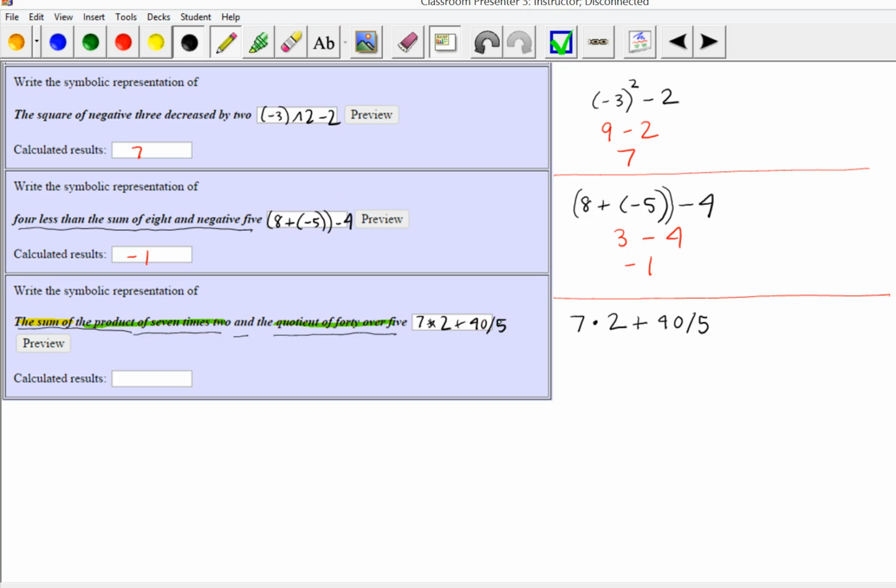Okay. So now to compute this, here we have multiplication, we have division, we have addition. We'll do the multiplication first from left to right. So this is 14. Just going to rewrite this as 40 divided by 5 with a division symbol. Next we do this division before the addition. So 14 plus 8. And finally 14 plus 8 is 22. So that is our result.